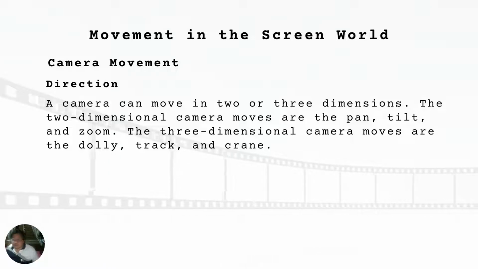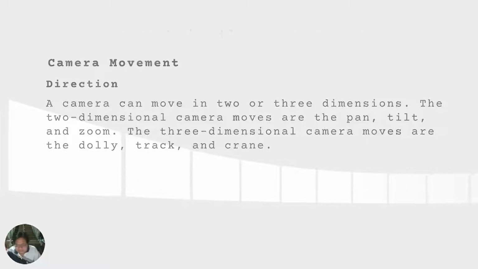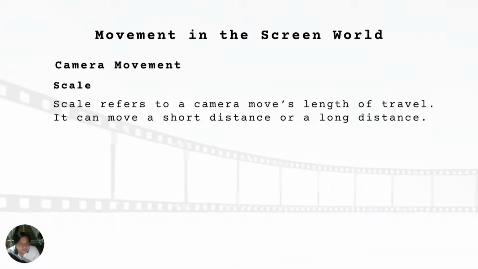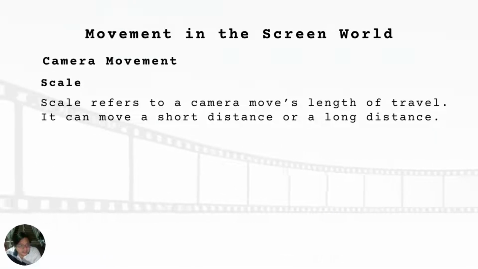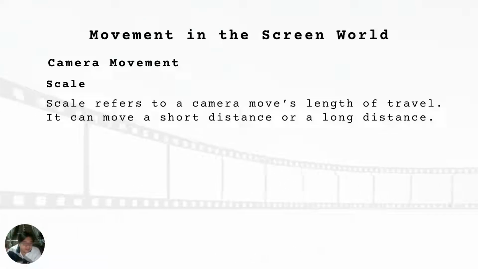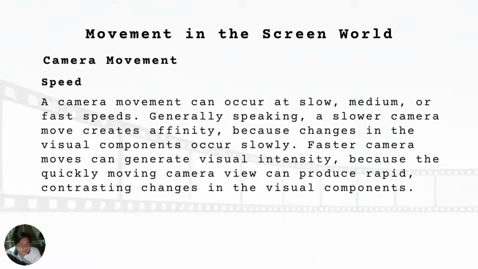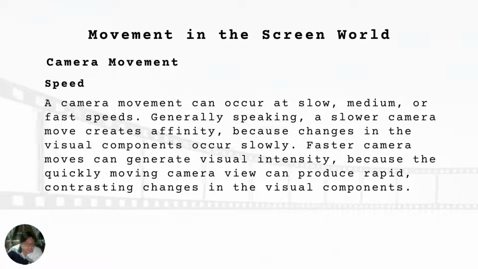Because of this transfer of movement, the camera movement itself is not as important as the effect of the movement on the object in the frame. So, laging tatandaan, when you do your camera movements, there will always be a reference or a background. Next is scale. Scale refers to the camera move's length of travel. It can move again with a short or long distance. Speed. A camera movement can occur at slow, medium, or fast speeds.